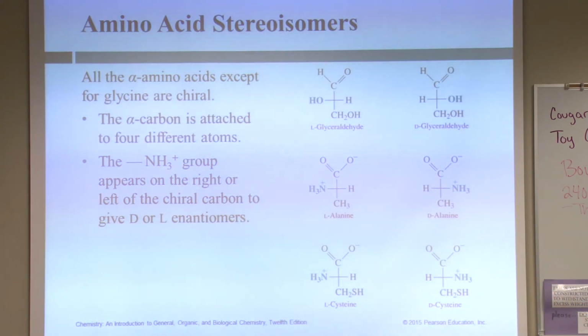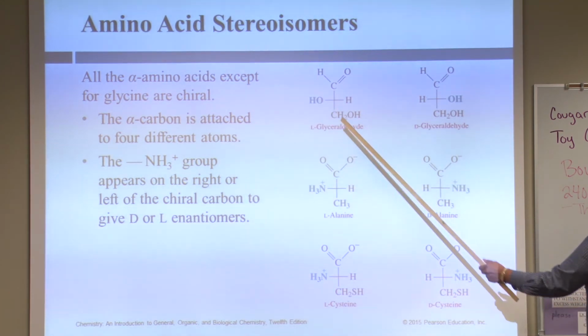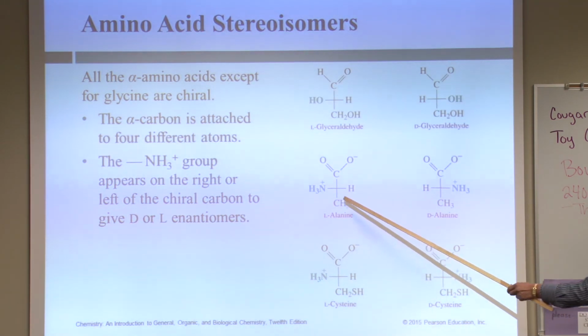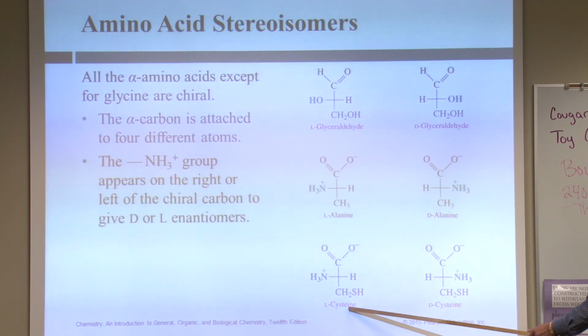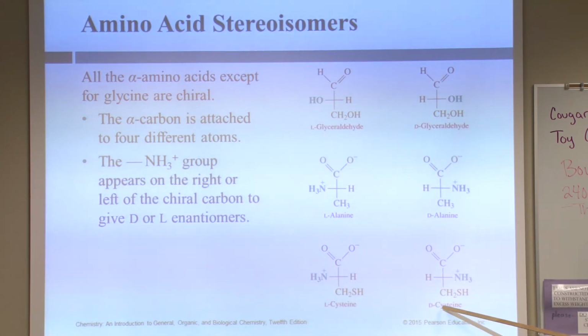So when we are looking at amino acids and we are going to decide the stereoisomers, we are going to look at the ammonium group like we have looked at the hydroxyl group for carbohydrates. We are looking for ammonium group in amino acids. So again, L-cysteine, say amino group is to the left. D-cysteine amino group to the right. So all amino acids except for glycine.